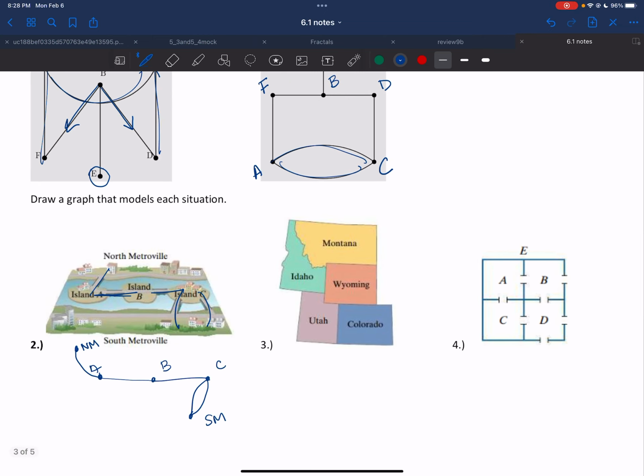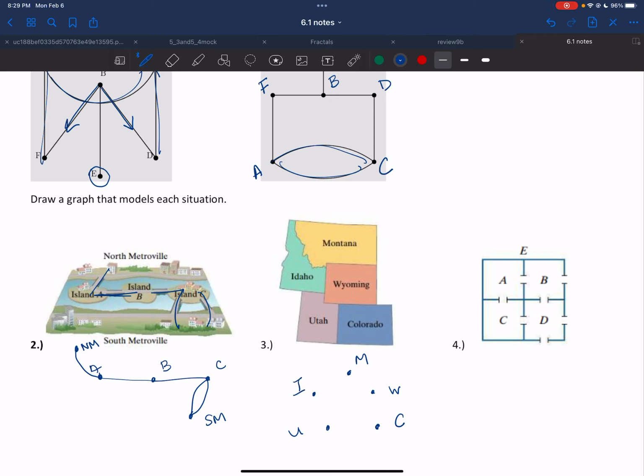Montana, Idaho, Wyoming, Utah, and Colorado. All of those start with different names. So I am going to go ahead and kind of put them in similar proximity. So Montana, Wyoming, Colorado, Utah, and Idaho.